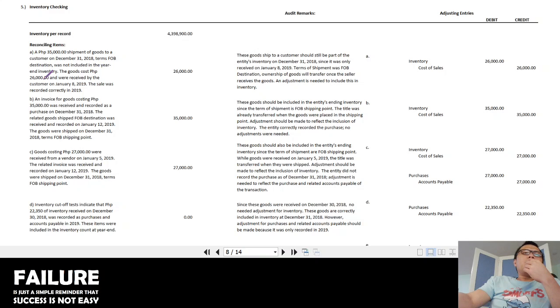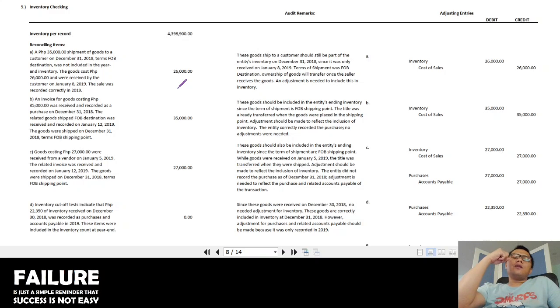The goods cost 26,000. Yung sale is 35,000. Ang cost ng goods is 26. Na-receive ng customer, January. Ang sale is recorded in 2019. So the point is, ang question nito is, tama ba na hindi natin siya i-include sa inventory wherein, number 1, the terms of shipment is FOB destination and the goods was received on January 8, 2019. And secondly, tama ba na ang sale is i-record natin in 2019?